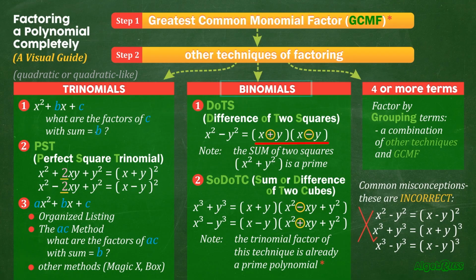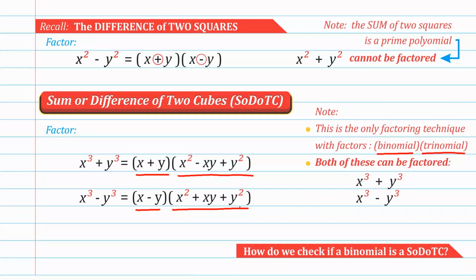We just finished that. It is very important to know that the second and last type of binomial factoring, the sum or difference of two cubes, has factors of a binomial and a trinomial. So, this one is a bit different. So, the question is, how do we recognize a sum or difference of two cubes? We simply check whether the two terms are perfect cubes. It doesn't matter whether it's plus or minus, they're both factorable.